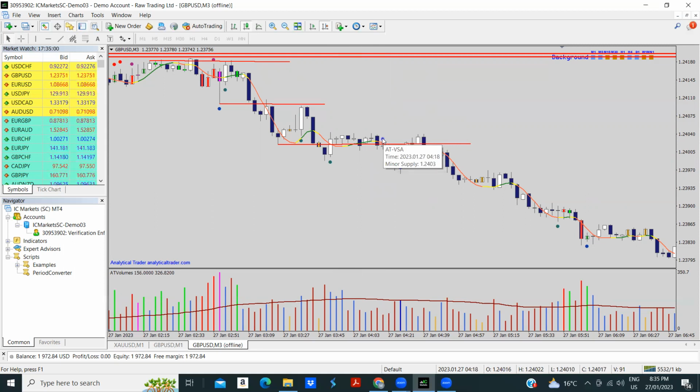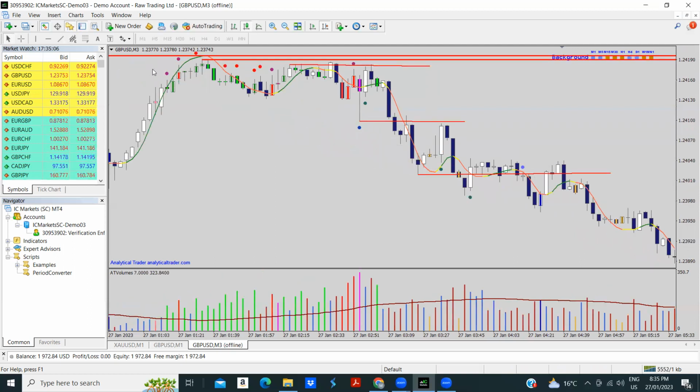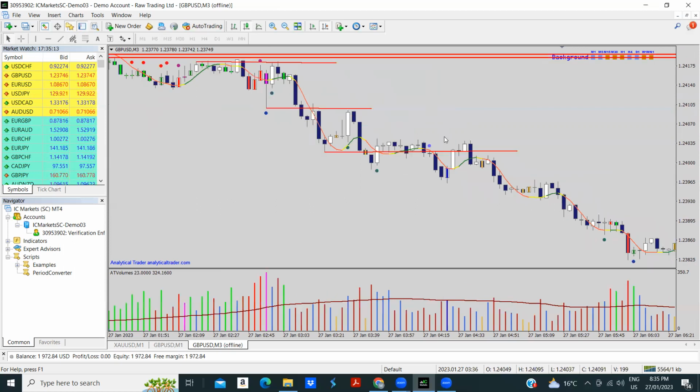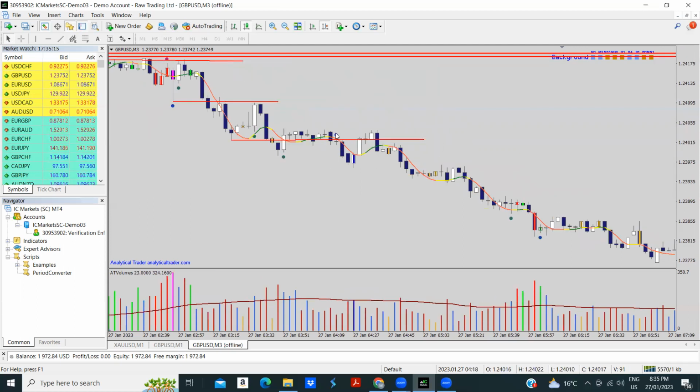Up or down? Of course, you are seeing that the price is going down, but what is the major background? The major background is weakness. Got it? So that's why we will follow the supply side. Got it?